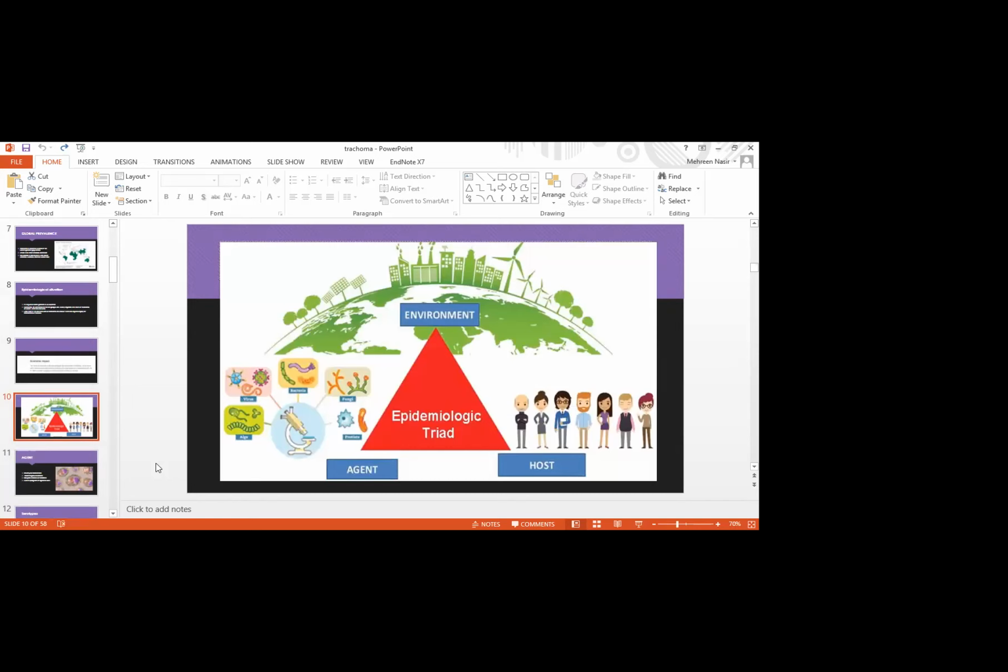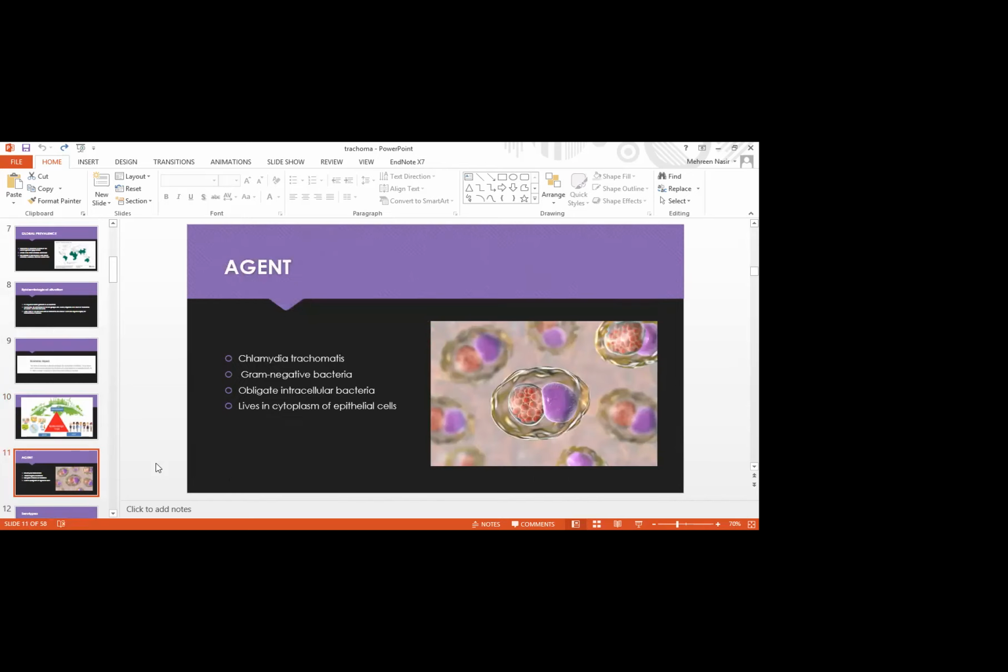Now let's discuss the epidemiological triad, which includes agent, host, and the environment. Agent. The agent responsible is known as Chlamydia trachomatis, which is a gram-negative bacteria. And this bacteria is different from the other bacteria in a sense that it is an obligate intracellular bacteria. It lives in the cytoplasm of the epithelial cell, and it replicates there.